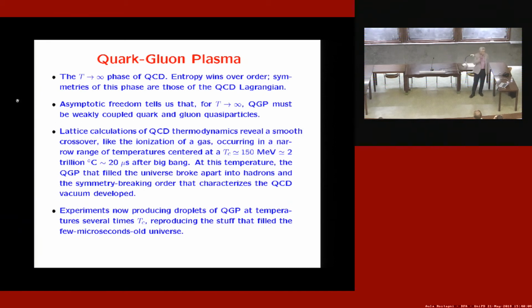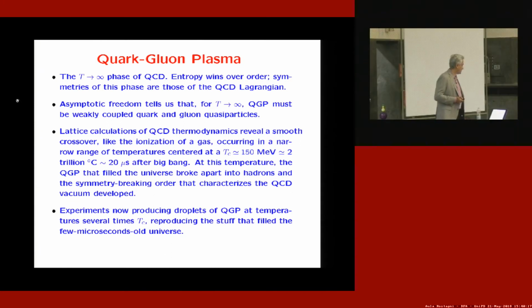So this liquid has a name. It's called quark-gluon plasma. This is its historical name. The name was coined long before the liquid was produced. It's actually a terrible name because it should be called quark-gluon liquid, but it's too late.